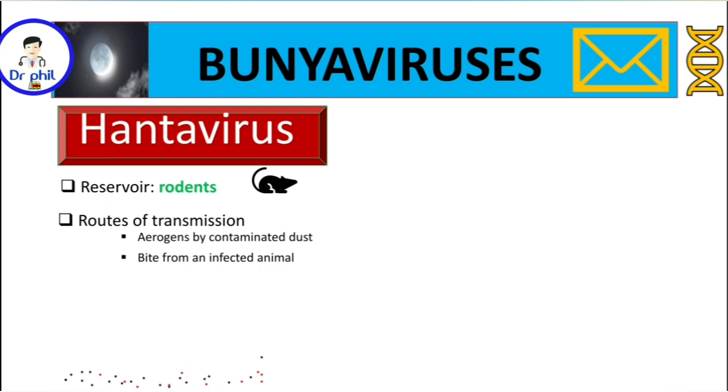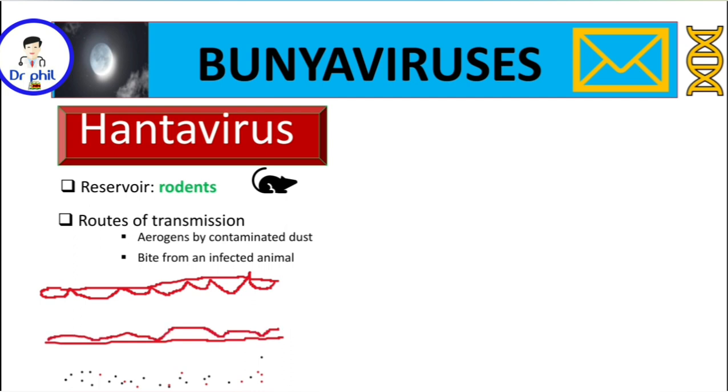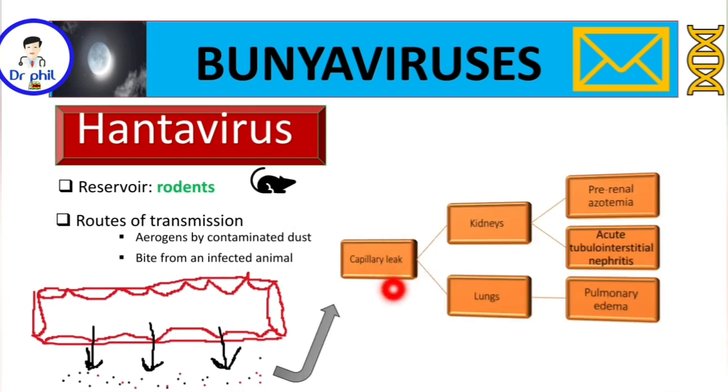So a few words about the pathogenesis, right? So this is a capillary, right? These viruses cause leakage of capillaries, right? So the disease depends on the organ where this leakage occurs. Okay, so if this capillary leakage occurs in kidneys, these viruses will cause pre-renal azotemia and acute tubulointerstitial nephritis.